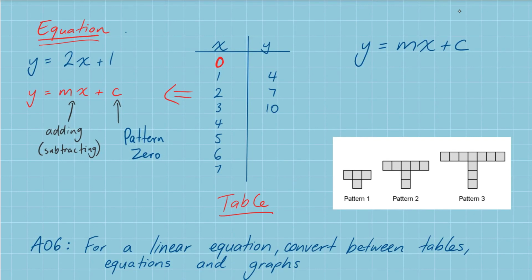So we've got a little table here, and the table follows this visual relationship here. So for the first pattern, you're starting with 4, then 7, then 10.